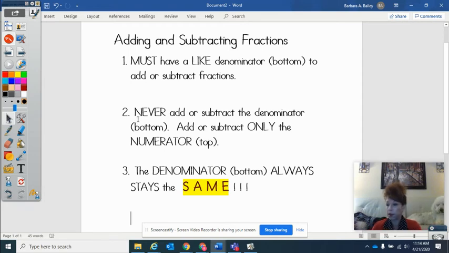Okay, we never add or subtract the denominator or the bottom. We only add or subtract the numerator or the top. So we never add or subtract the denominator, the bottom number. We only add or subtract the numerator or the top. Okay. The denominator or the bottom always stays the same. We don't add it, we don't subtract it. Okay, now we're going to try to do some examples.